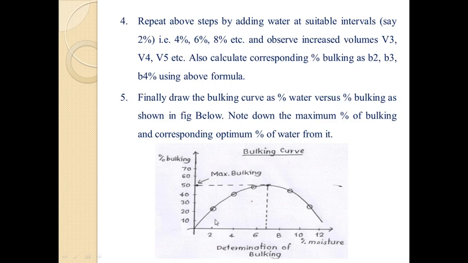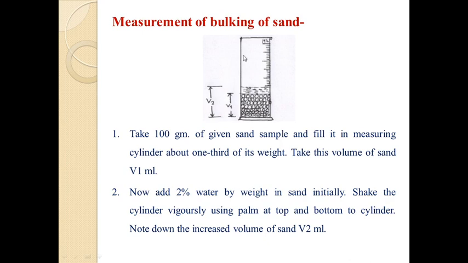So when we add 2% of water to the sand, suppose the bulking of sand is 25. Like this, for each increase, write the bulking percentage, and these points can be joined by a smooth curve. Where the maximum is, we can say that is the optimum percentage of water, and there we calculate the percentage bulking.